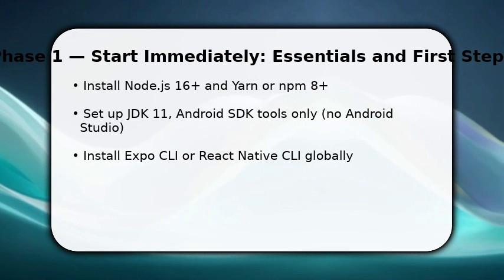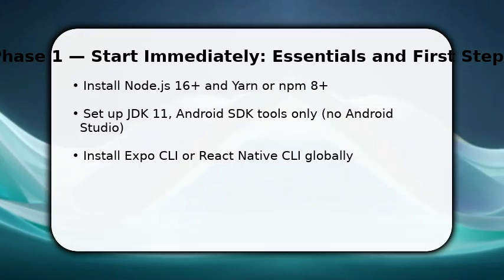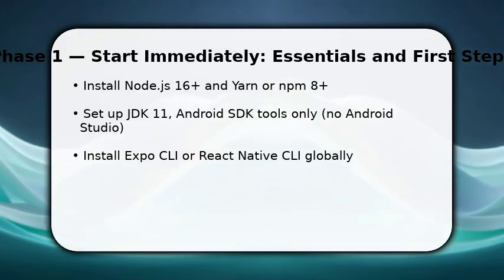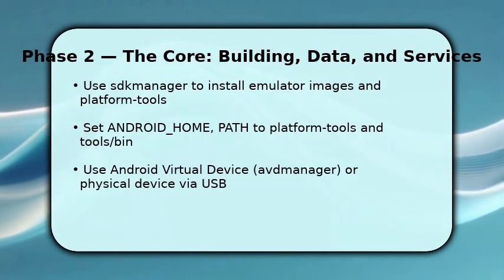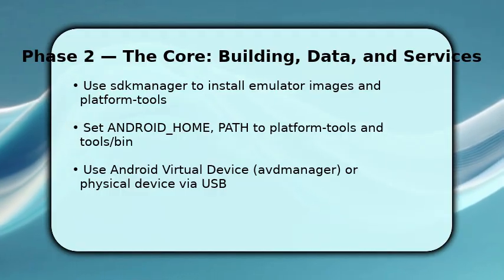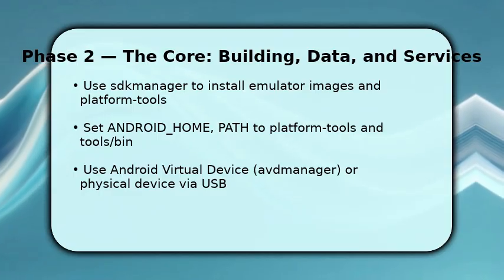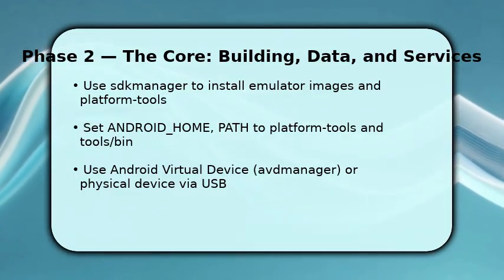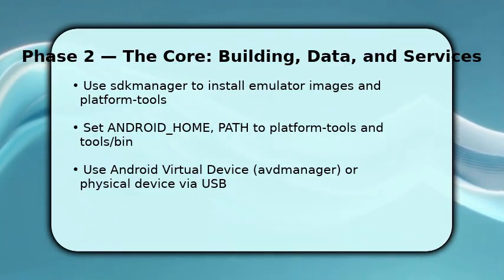Now create a new project with Expo init or npx react-native init, and keep terminals open for the next configuration steps. Once your project exists, configure SDK packages using SDK Manager. Install platform tools, platforms, Android 33, and system images you need. Then set ANDROID_HOME and export the path to platform-tools and tools/bin so CLI tools are reachable.